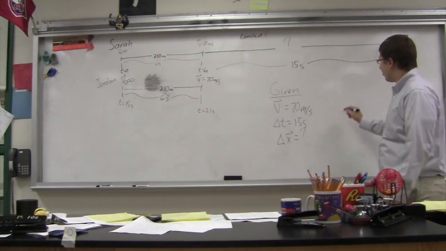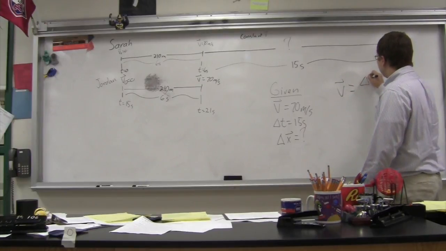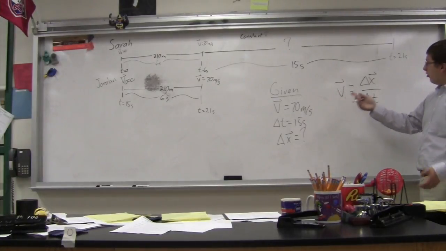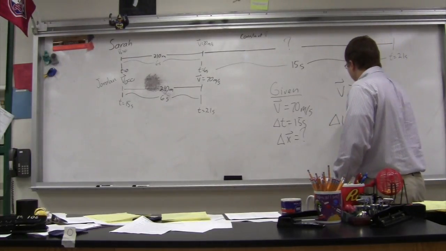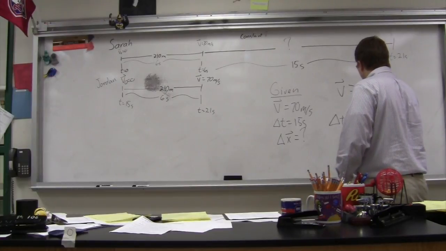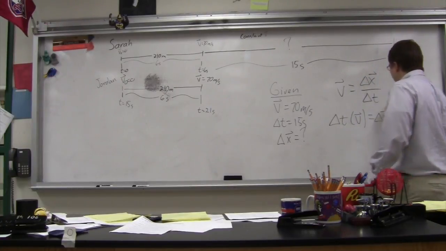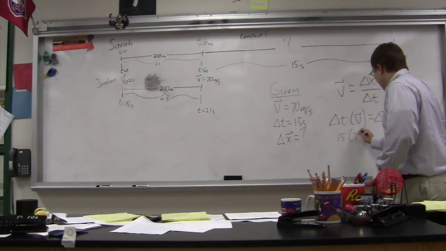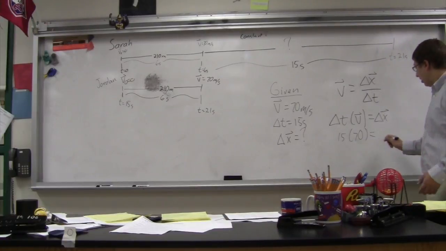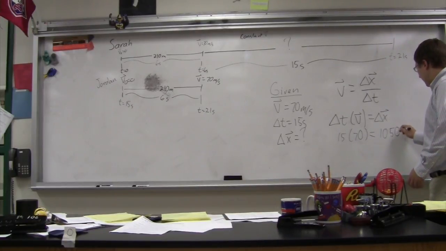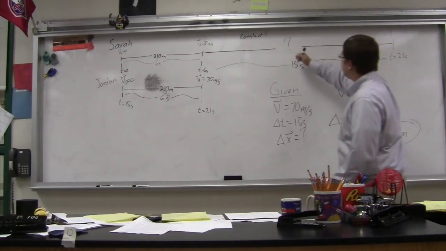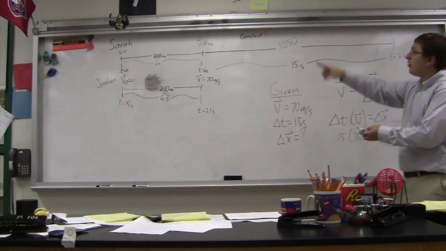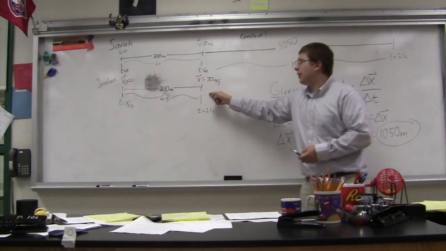So I'm just going to plug that into our formula. We know velocity is equal to displacement over time. We're going to move the delta t over to solve for delta x. And then by just punching in the numbers here, you get 15 times 70. I believe if you put that in your calculator, you should get 1,050 meters. And so that goes right here. And that is how far ahead Sarah is when Jordan gets to her top speed.